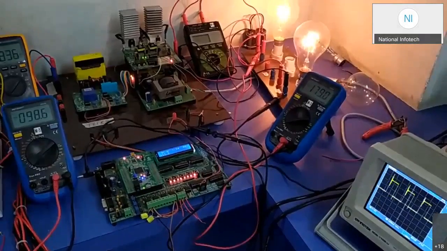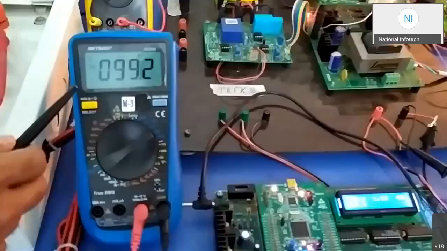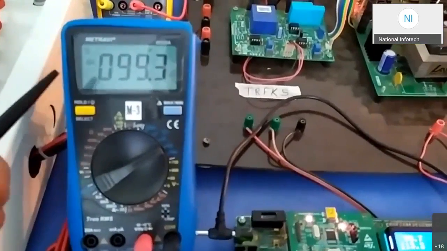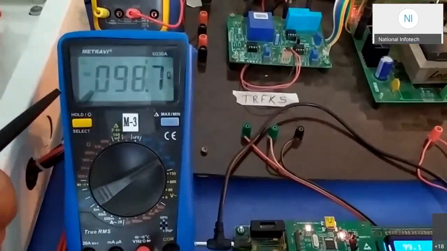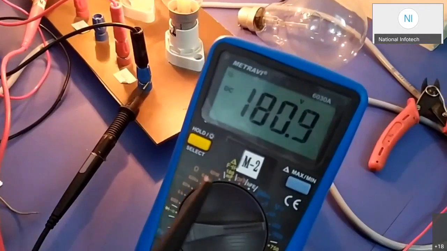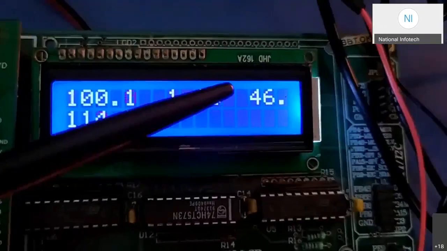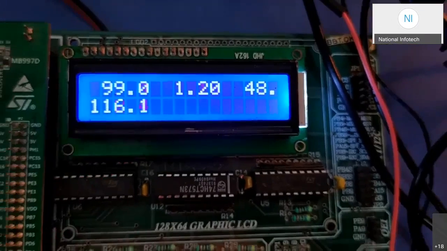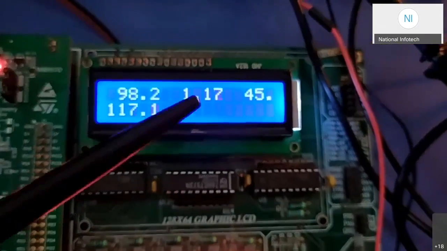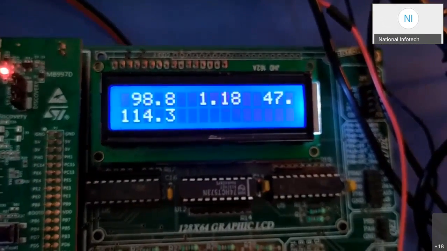So now you can see the brightness of the bulb has increased, and the input voltage is reduced to 100 volt, which in the previous case was 111 volt. You can also observe the output voltage, which is 180 volt, and the applied duty cycle, which is 45%, okay, 47%.